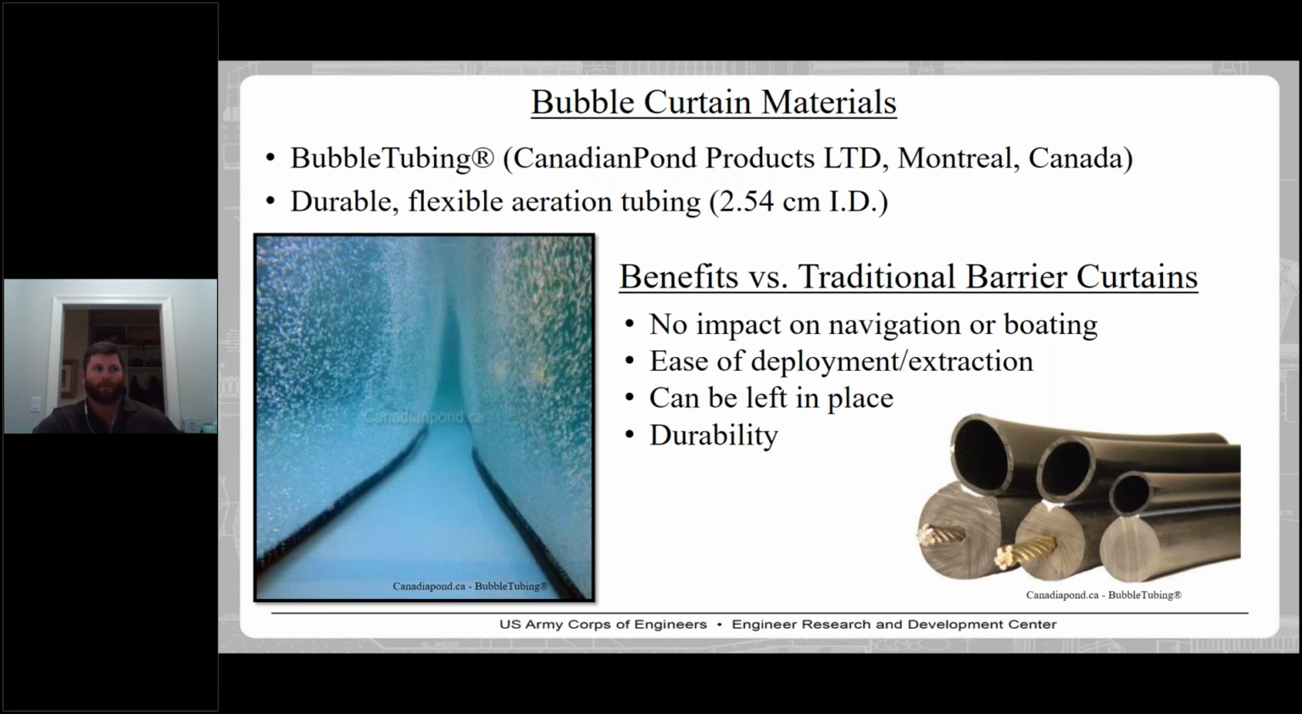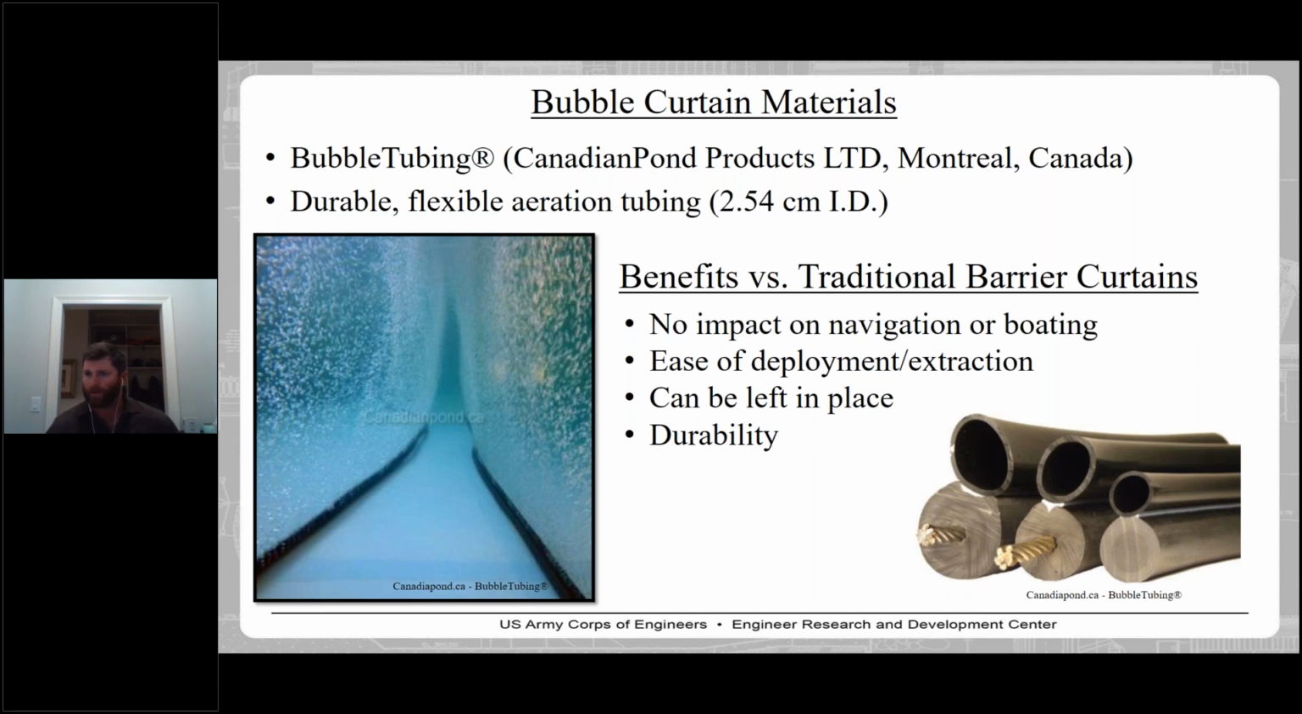They're a little cumbersome. A lot of them are yellow, if you're familiar, and they have a curtain that drops all the way down to the lake bottom or river bottom. One of the benefits of the bubble curtain compared to the traditional curtain is there's no impact to navigation or boating. Oftentimes with aquatic invasive plants, you get initial infestation at a boat ramp or a marina or something like that. And putting up a traditional barrier curtain can cause some issues because there can't be any navigation and it impacts boating. Also, the bubble curtain is pretty easy to deploy.